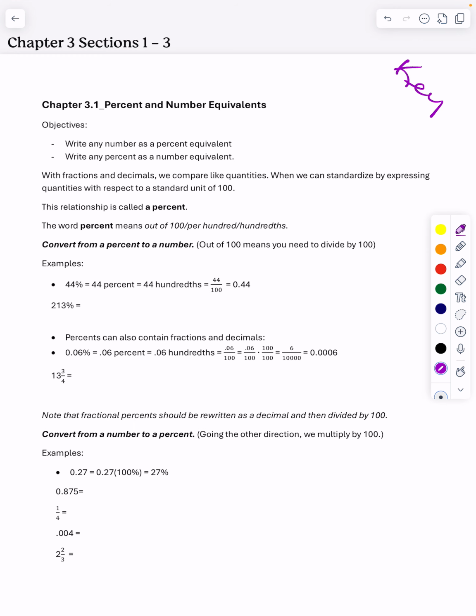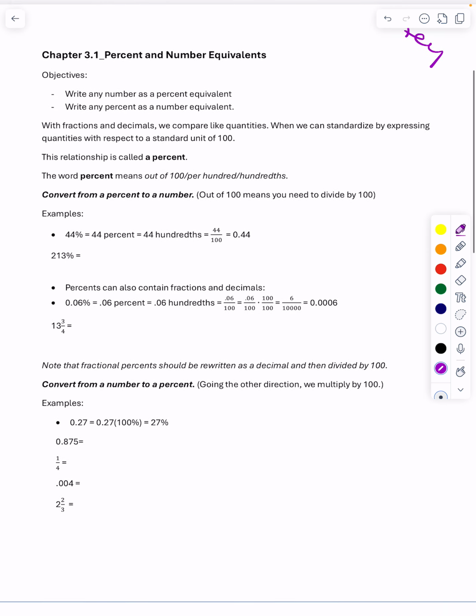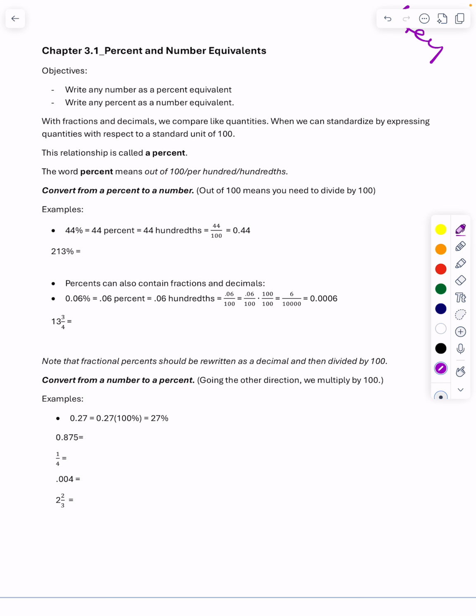This first page, and we will do these page by page, covers Section 3.1, which is percent and number equivalents. So we are going to take numbers and write them as percents. We are going to take percents and write them as numbers. I think my examples do that in the opposite order, but it's all good.